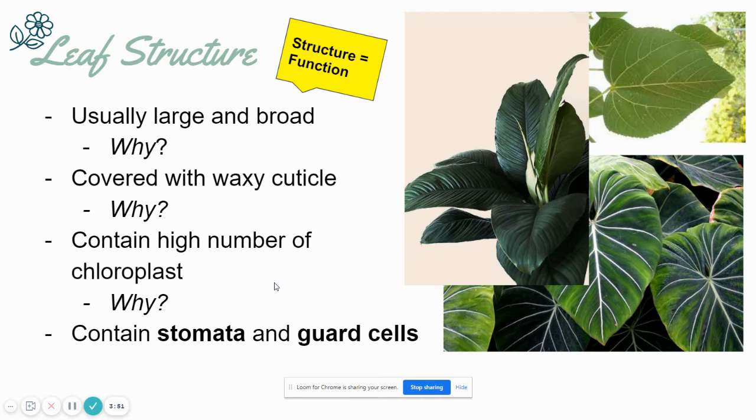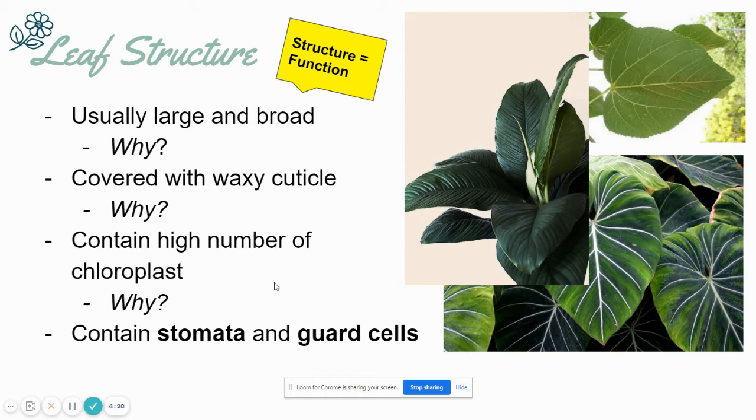Another thing that is very common about the leaf structure is that it contains high amounts of chloroplasts, which makes sense because the more chloroplasts you have, the more photosynthesis that can take place. So now you have a lot of chloroplasts found in this leaf, which can absorb a lot of sunlight because it's very large and broad and has very high amounts of surface area. And the chloroplast is then going to use the sunlight to make as much sugar as possible.